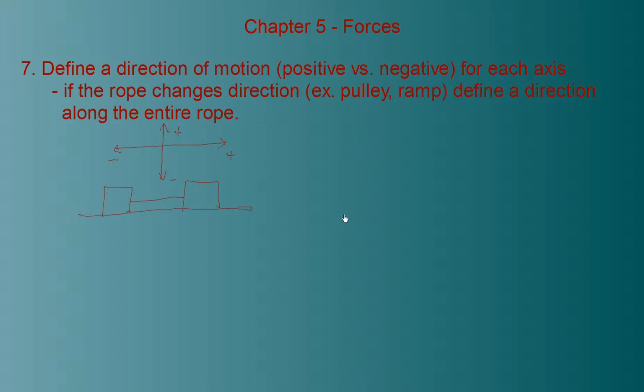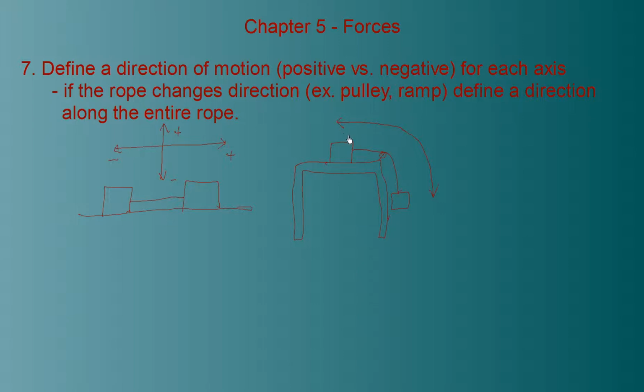But what happens if we have, say, a table and a mass, like kind of a gross table. Anyway, and we have a pulley, because all tables have pulleys. And we have a hanging mass. Then what we want to do is define a direction of motion along, say, the entire rope. So what you do is you draw an arrow and curve it with the rope.